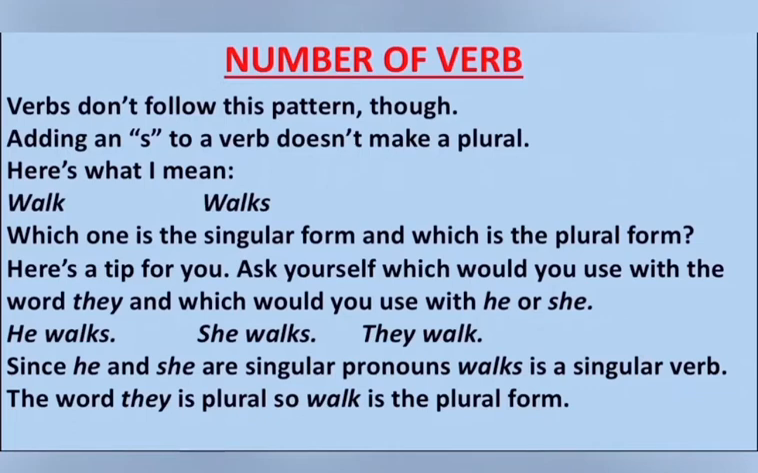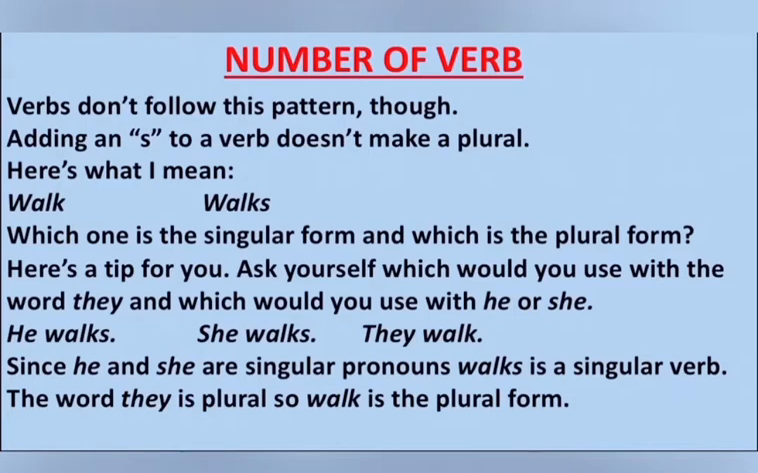Here is a tip for you. Ask yourself, which would you use with the word they and which would you use with he or she? He walks, she walks, they walk. Since he and she are singular pronouns, walks is a singular verb. The word they is plural, so walk is a plural form of verb. One thing that I want to tell you as well: each verb in its root form is plural in number, and to make it singular we have to use s or es along with it.